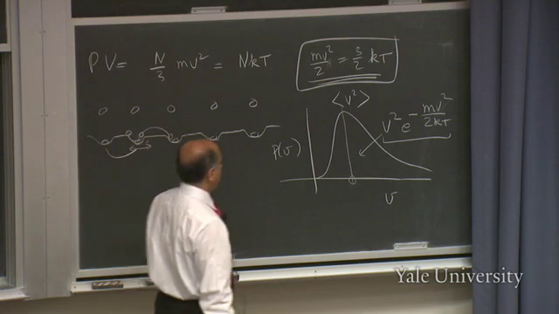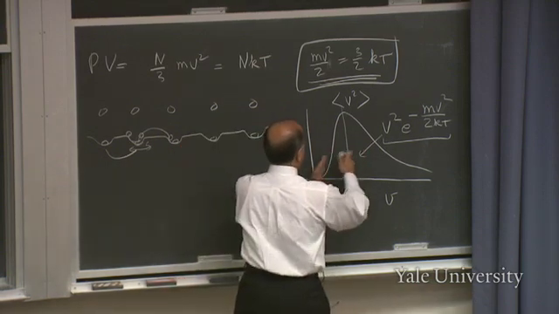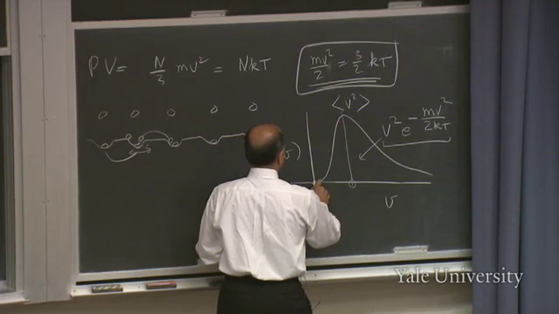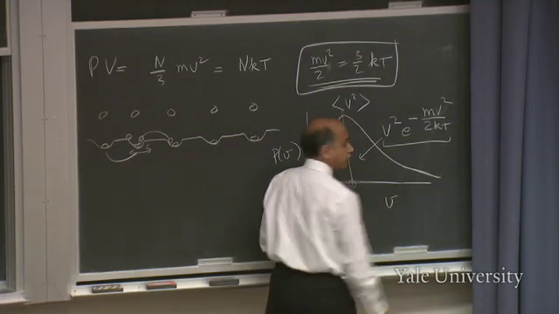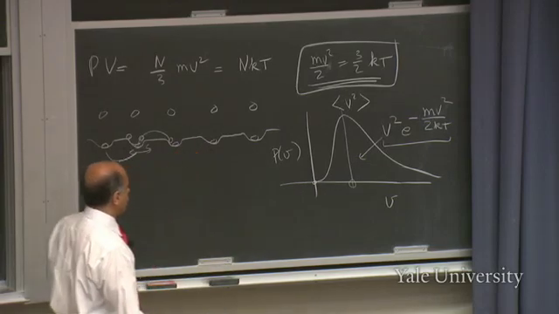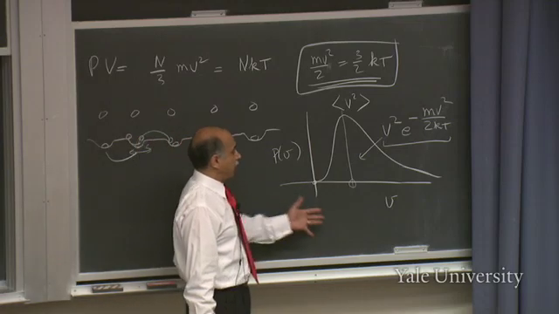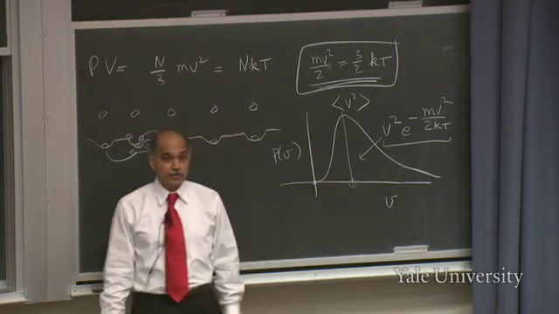And it's not peaked at v equal to 0. A real Gaussian peaked at this point would be symmetric. It's not symmetric. It vanishes here and it vanishes at infinity. So this is called the Maxwell-Boltzmann distribution. You don't have to remember any names, but that is the detailed property of what's happening in a gas.